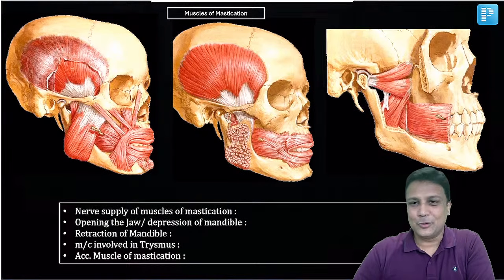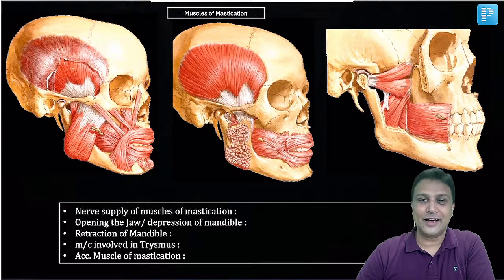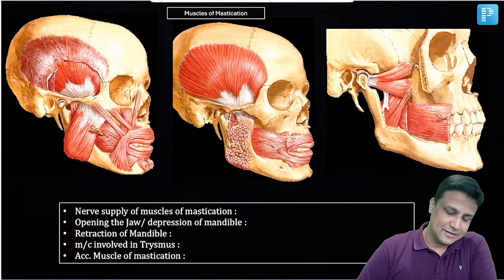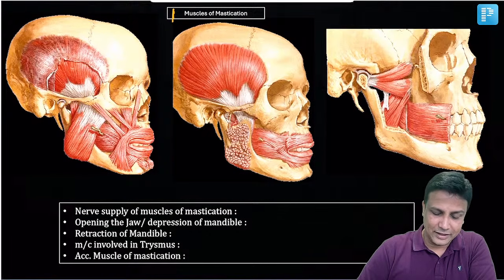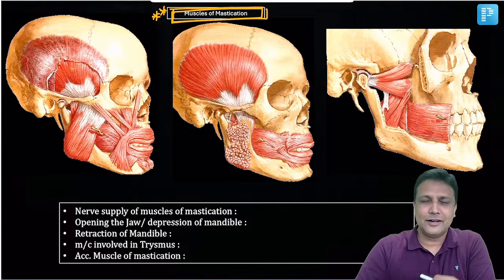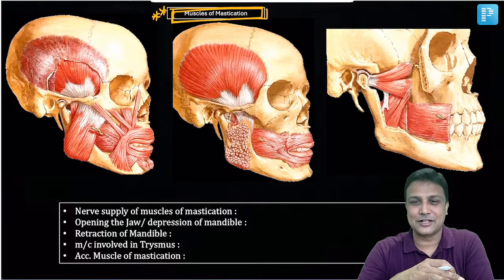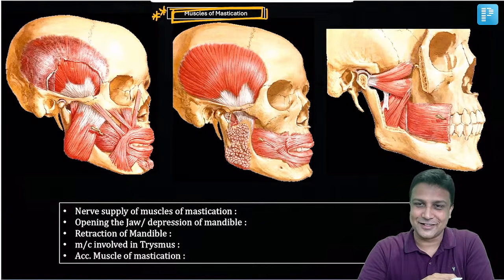Now welcome to the hot favorite topic of the INI-CET examiner, that is muscles of mastication. If you ask me, sir, please tell one definite question that is going to be asked in your INI-CET exam, I would say muscles of mastication. And they don't get tired of asking a question from here. So definitely in every exam, there'll be one question from muscles of mastication.